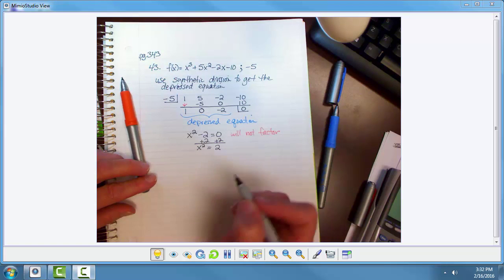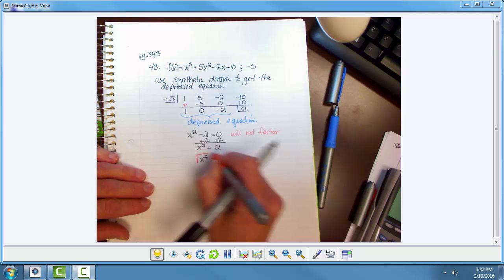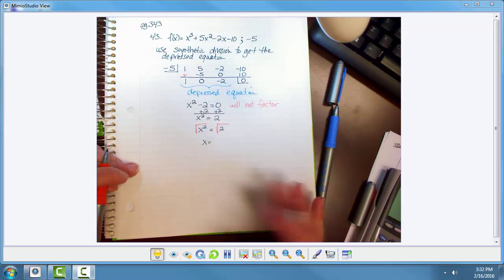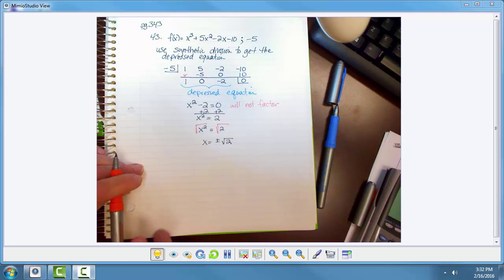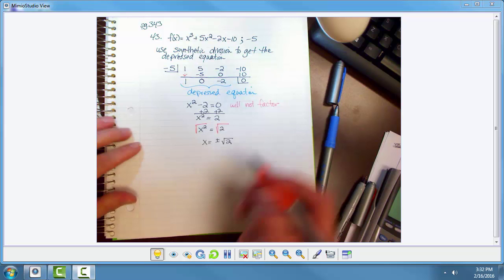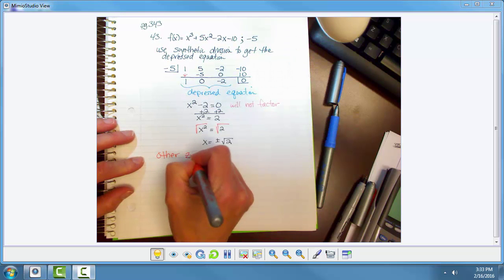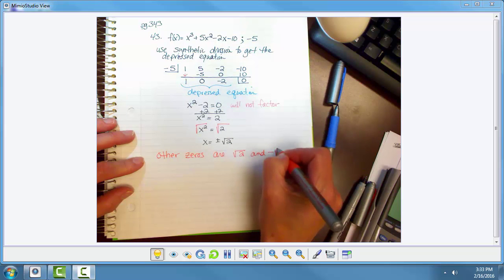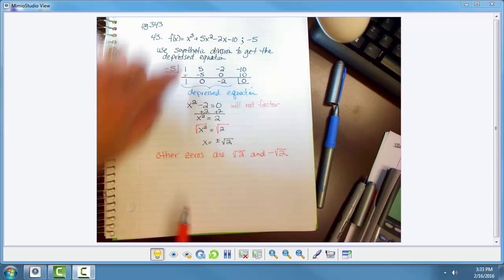and get x squared equals 2. And then to solve for x, you'll remember to take the square root of both sides. And when you take the square root of both sides, you get two answers, a plus and a minus. So x is equal to plus or minus square root of 2. Now the instructions for number 43 says, find the other zeros. So given that negative 5 was a 0, the other zeros are positive square root of 2 and negative square root of 2. And this one has 3 zeros. You're given 1, and you found the other 2.